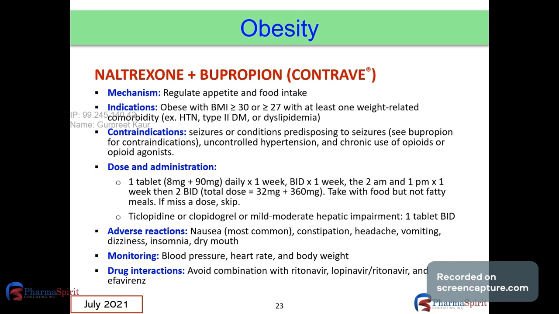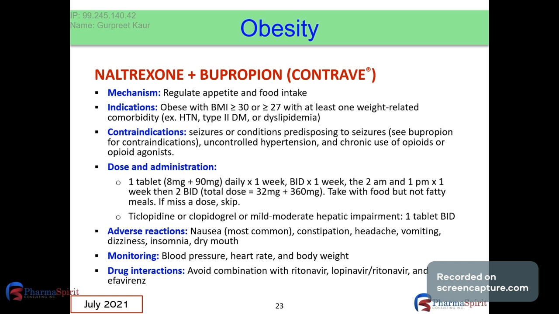Contrave is also contraindicated in patients with uncontrolled hypertension. We can use it if the blood pressure is controlled, but if it's uncontrolled, it's contraindicated. It's also contraindicated in patients who use opioids chronically or in patients who are using opioid agonists. Why? It makes sense because naltrexone, which is an opioid antagonist, can precipitate withdrawal symptoms in patients who have been taking opioids for a long time.